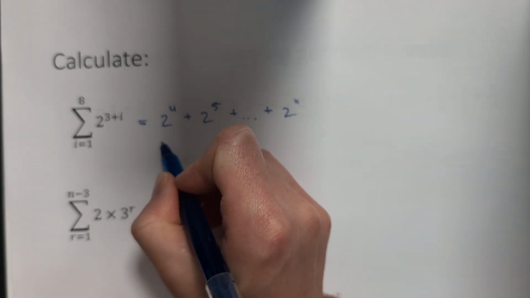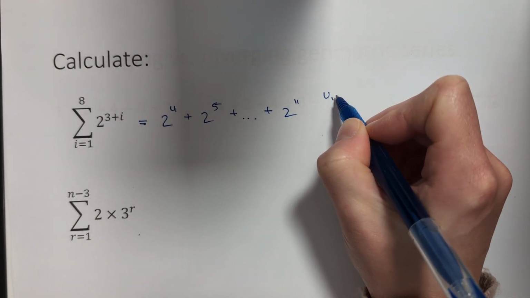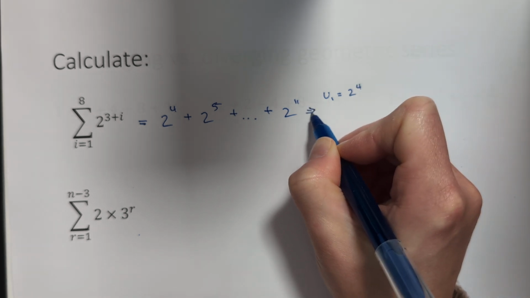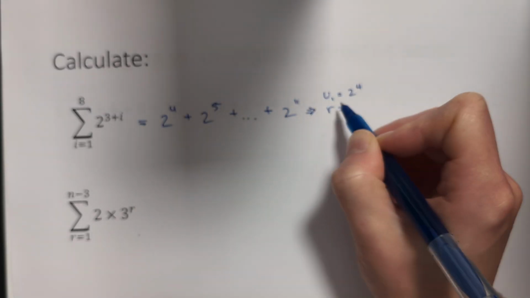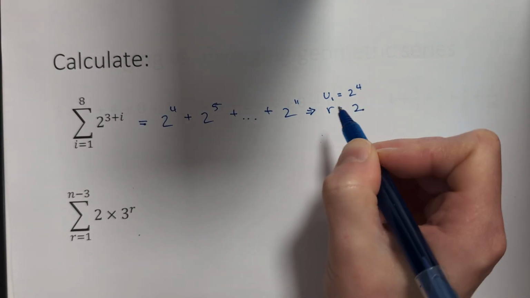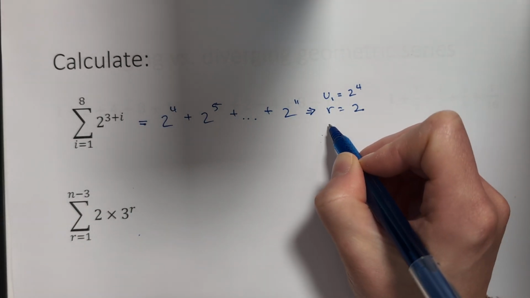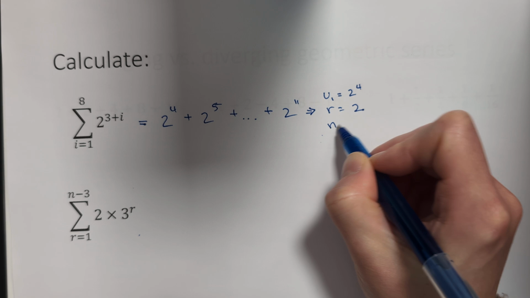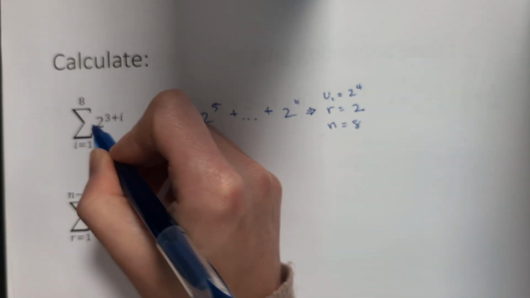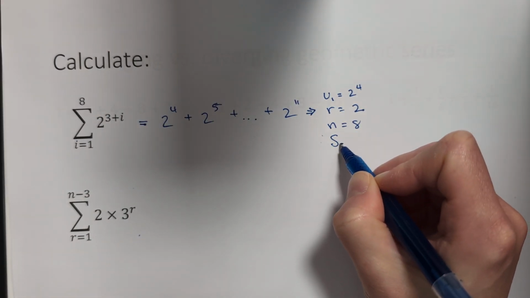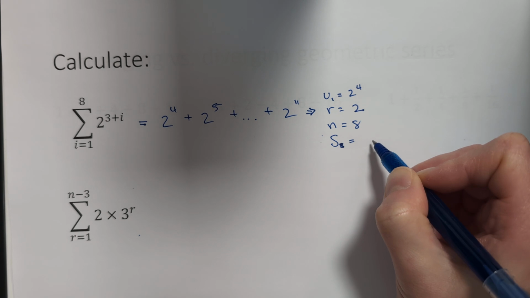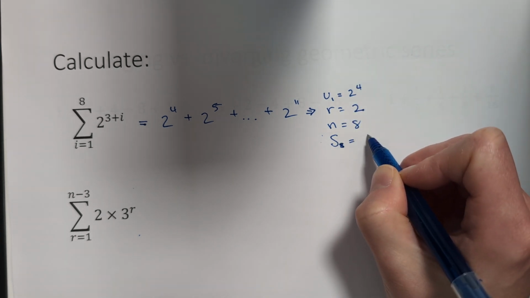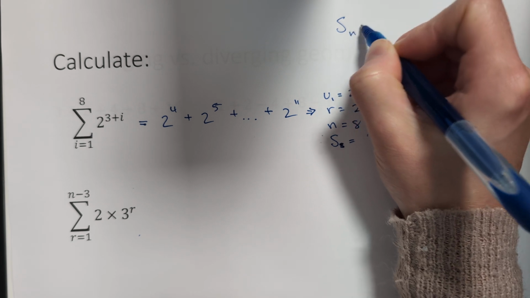So if I were looking at this, I see that u sub 1 is equal to 2 to the 4th. R, each term is being multiplied by 2 again. Repeated multiplication is written as a power. And we have 8 terms, 1, 2, 3, 4, 5, 6, 7, 8. So n is 8. And this is indicating the sum. So we want to find the sum of the first 8 terms. We have the formula, and we have u sub 1. I can write it up here again if you'd like to see it.